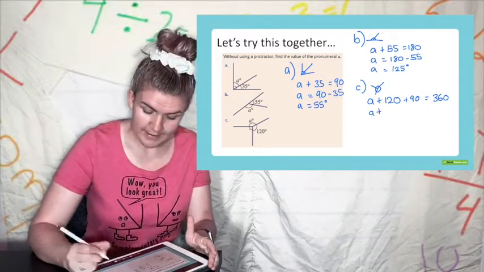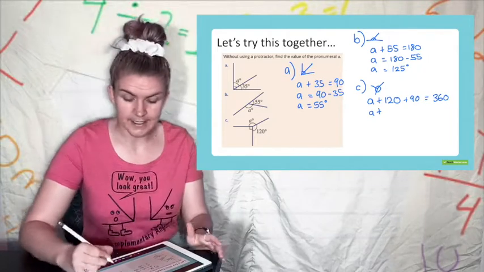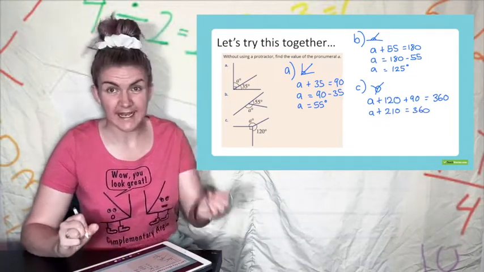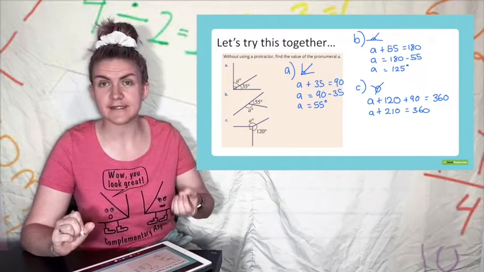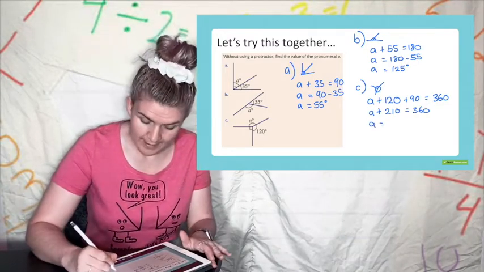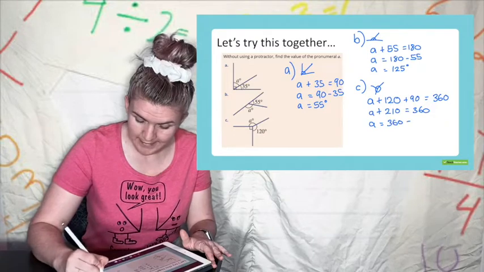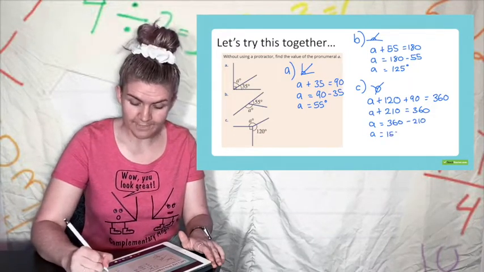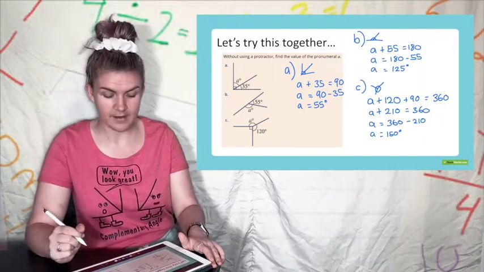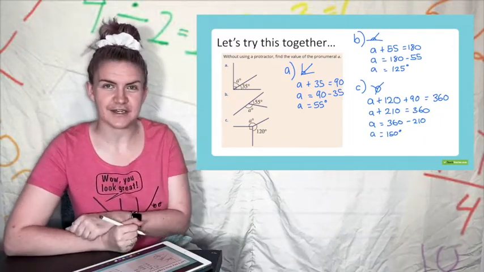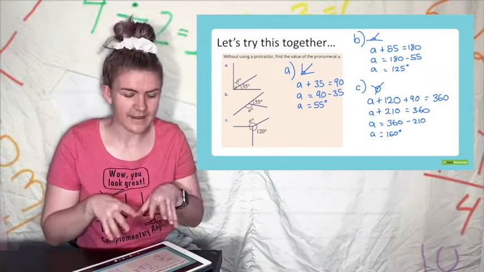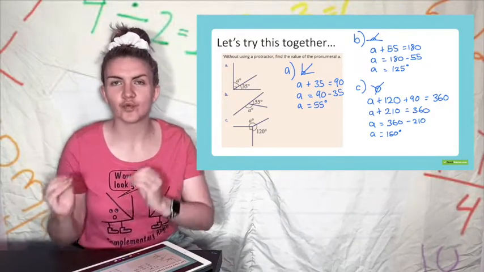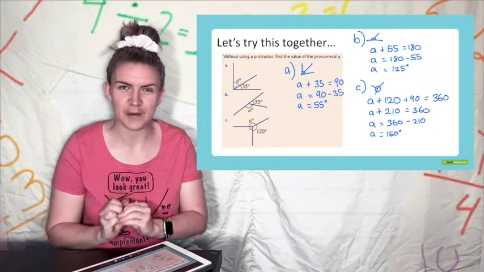So A plus 120 plus 90 equals 210. Now I'm going to take away the 210 to see how much is left for my A. A equals 360 take away 210. So I have 150 degrees left for my A. So my A is 150 degrees. I hope you can see that it's not very hard mathematics, but it's just about remembering which rule applies for which situation.